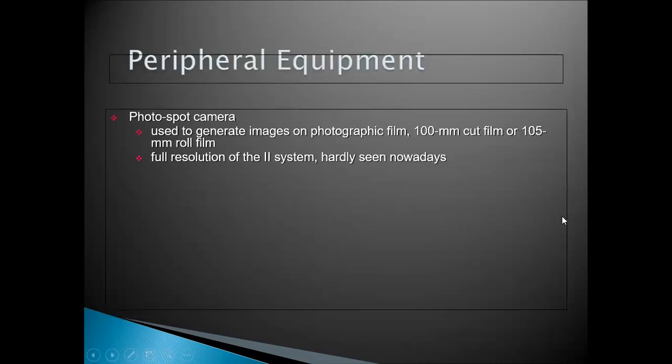So let's look at some peripheral equipment, on the periphery, not part of the imaging chain. The first one we want to look at is the photospot camera, which is used to capture images. At times, the fluoroscopists, the radiologists might want to see a hard copy film, a hard copy image. So they stop the video part and they quickly capture an image using the photospot camera.